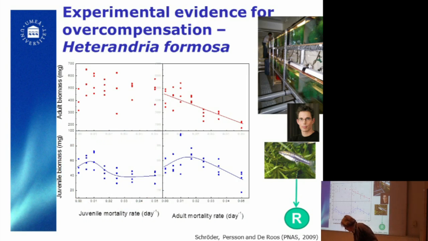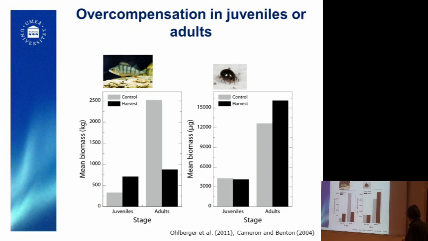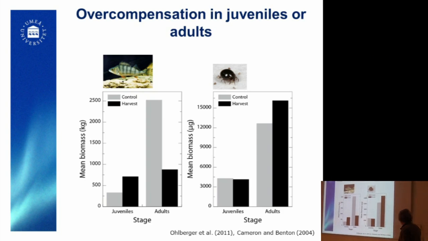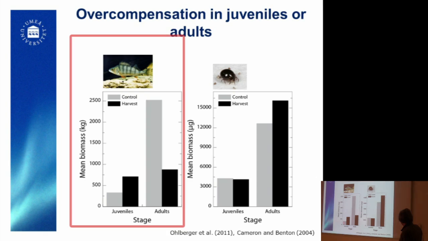There are a number of other examples. These are two examples. One is a system that is limited by reproduction, which is the Windermere perch. So this is the biomass response of the juveniles to mortality. We see that increased mortality has led to an increase, whereas the opposite holds for adults. Increased mortality leads to a decrease in biomass. So we have a state-specific overcompensation in the juveniles here.